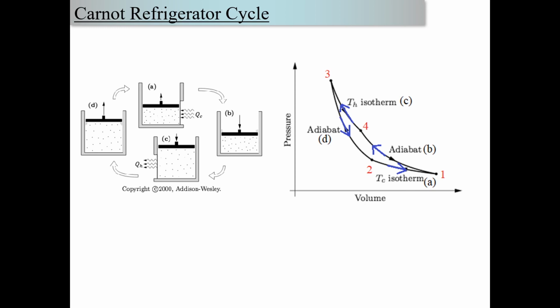So the total result of this process is that we have removed heat from the cold reservoir, then we have done work on the gas to force heat to move into the hot reservoir. So we're making the hot reservoir hotter and the cold reservoir colder. That means that positive work must be done on the engine. This engine does not create positive work. It has positive work done on it.